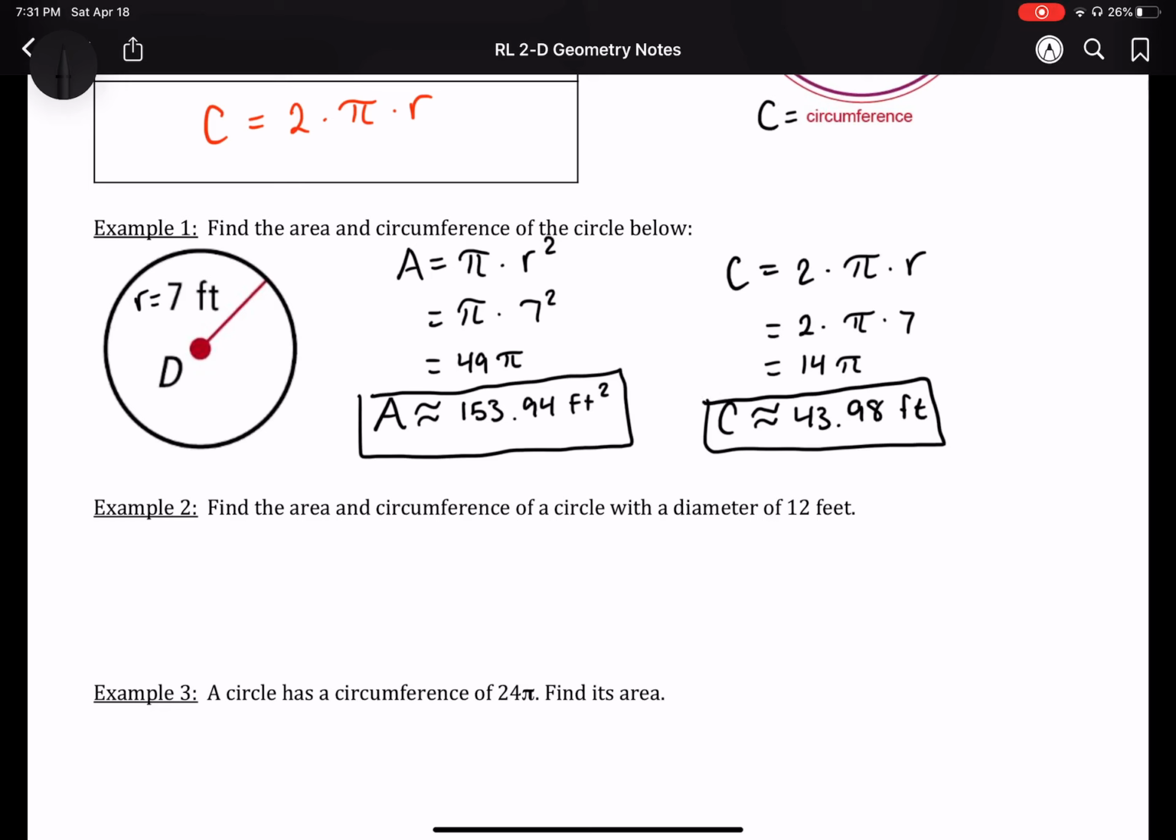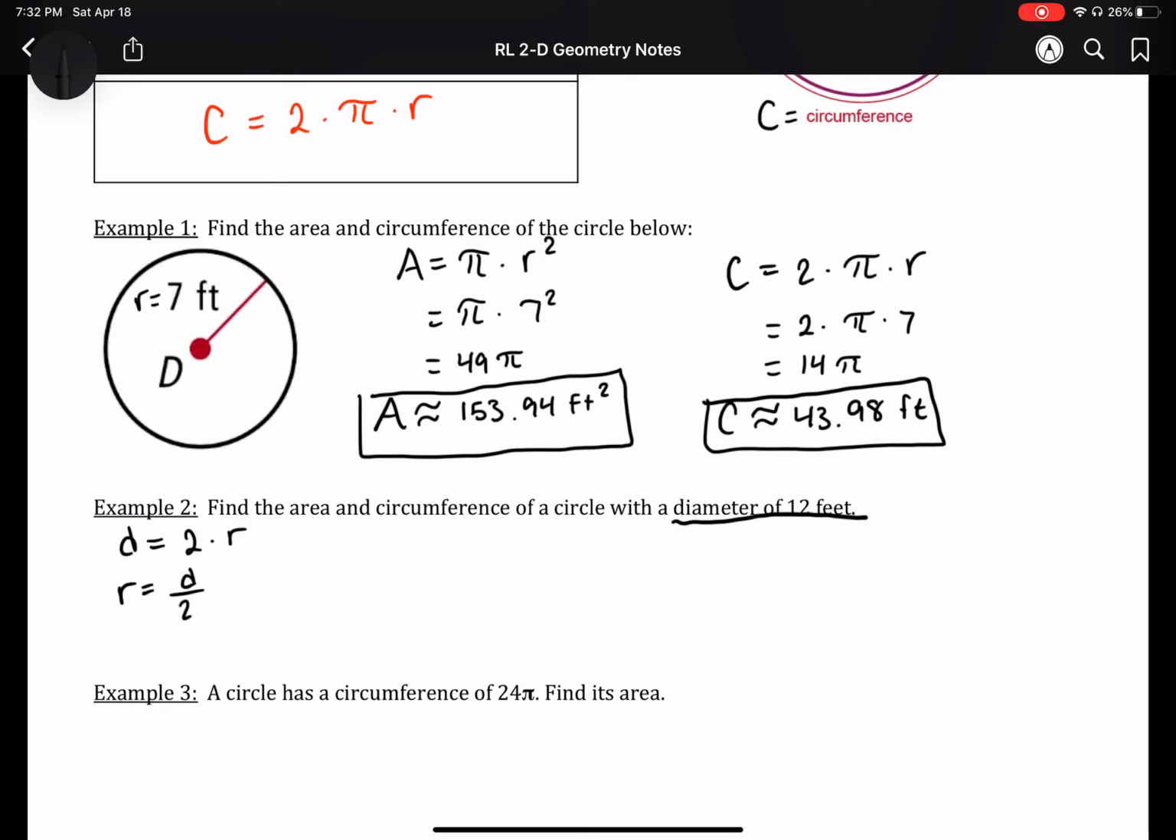Example number 2. Find the area and circumference of a circle with a diameter of 12 feet. Okay. Doesn't give me my radius, it gives me my diameter. Be really careful with that. It might be something you forgot, but I mentioned it in the beginning of this video too, that the diameter is equal to 2 times the radius. Or another way sometimes people put that is the radius is equal to the diameter divided by 2. All right.